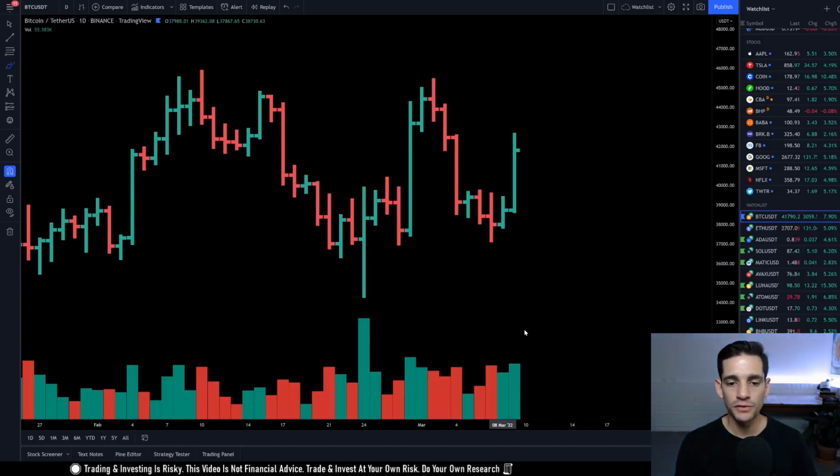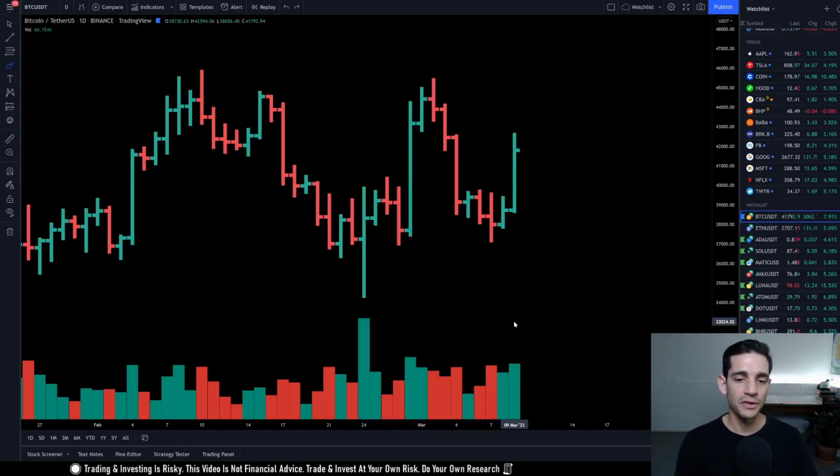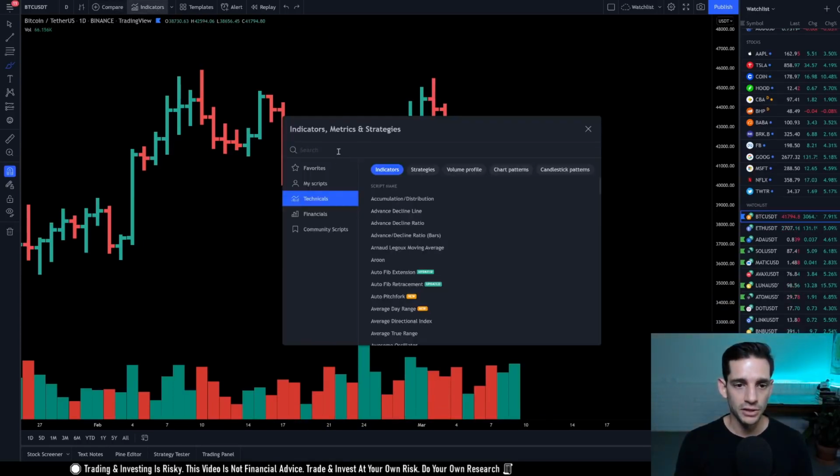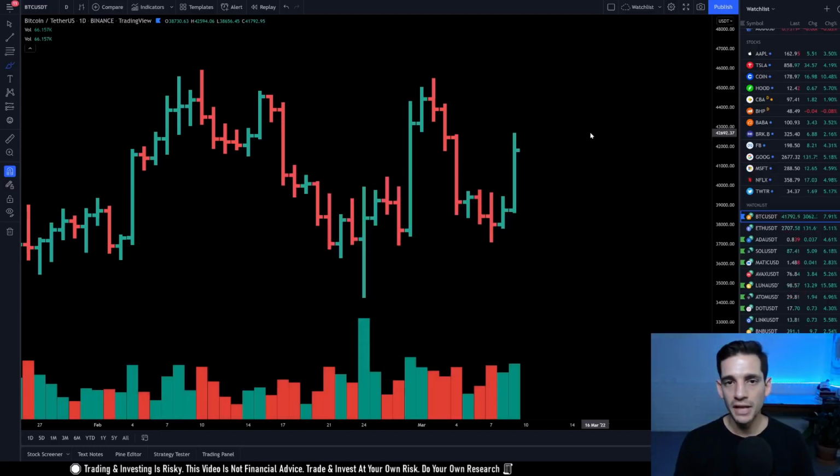You can see on the bottom of the screen, I currently have the volume scale selected. So this is the amount of transactions that are actually going on. For you to add the volume to your chart, go up to the indicators section on the top of the screen. You can type in volume, and as you'll see, we can just select that basic volume looking indicator right there. Now, I already have mine on the chart, so I can just go ahead and delete one because I don't need two.